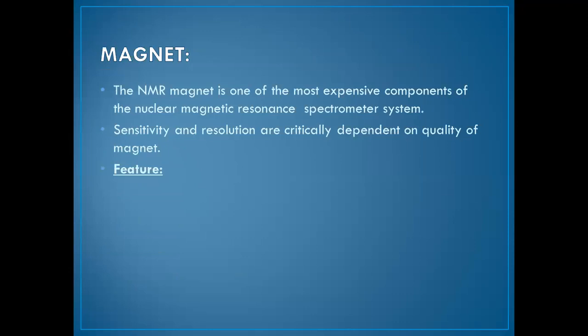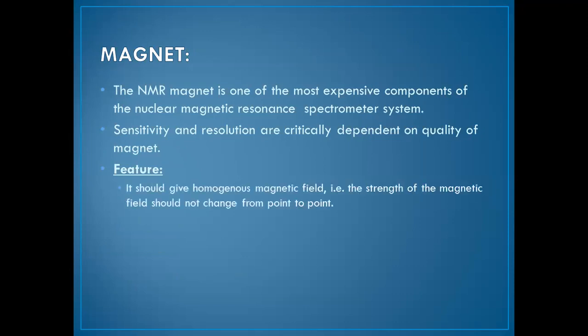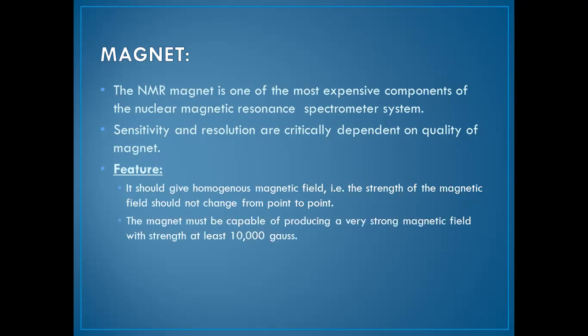Magnet. The NMR magnet is one of the most expensive components of a nuclear magnetic resonance spectrometer system. Sensitivity and resolution are critically dependent on the quality of the magnet. What are the features of a magnet? It should give a homogeneous magnetic field. For example, the strength of the magnetic field should not change from point to point. The magnet must be capable of producing a very strong magnetic field with strength of at least 10,000 Gauss.